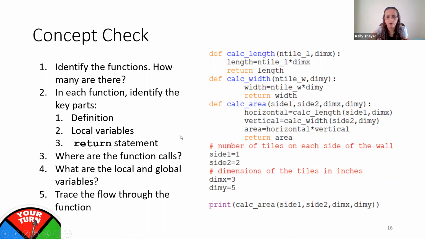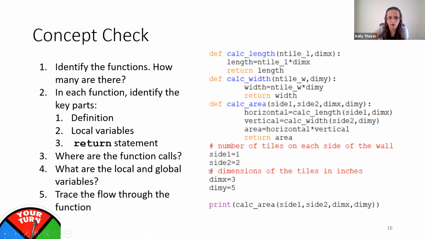The local variables in this first function are going to include both its inputs and length. This one similarly will include the inputs, and this one has width. Now, calc area has four input parameters, and it also has variables called horizontal, vertical, and area. So this one has quite a few variables. Now, where are the function calls? All right, so this is the one that's a little bit interesting.